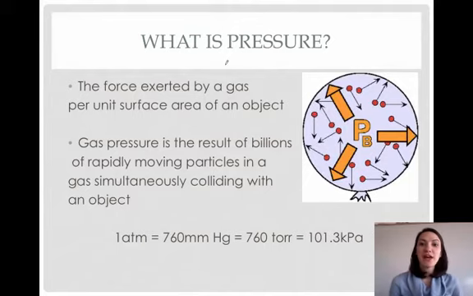Alright, today we're going to be talking about Boyle's law, and that has to do with two variables. It has to do with pressure, and it has to do with volume. So we're going to start talking about what each of them means to start with. So pressure, it's the force exerted by a gas per surface area of an object.